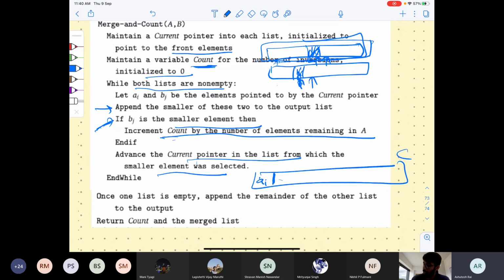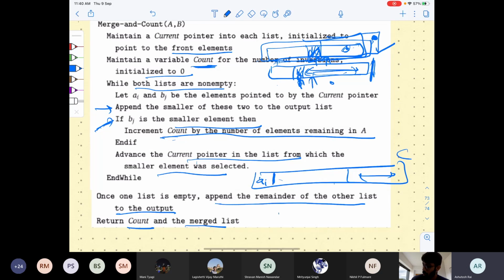If one list gets empty, then append the remainder of the other list to the output. Suppose A gets empty, then fine. The only thing left is B, and those are not going to cause any inversions because there is nothing left in A. And if B gets empty and A is left, then those inversions are already counted for these elements of B, and that is why you can just append the end of A to this list. So if any of them gets finished, you can just safely append, and the count will be fine. Now you return the count and the merged list.